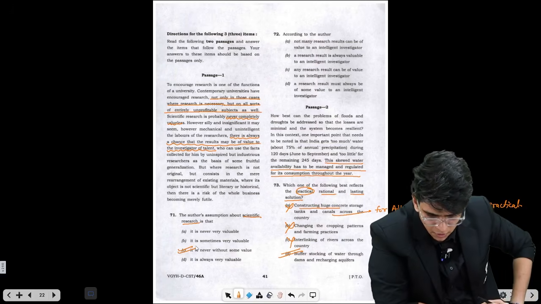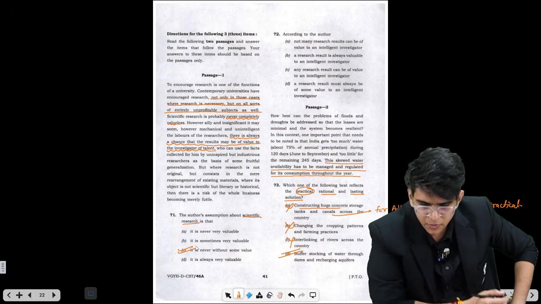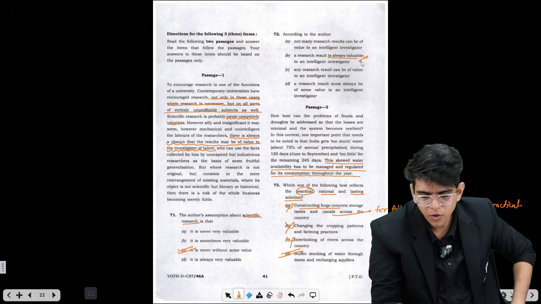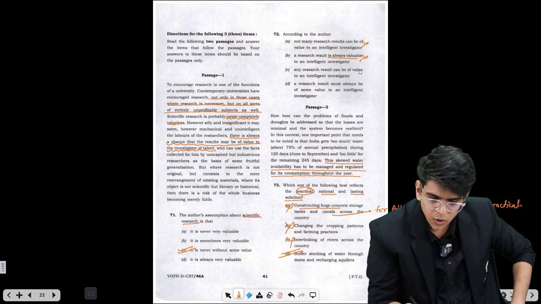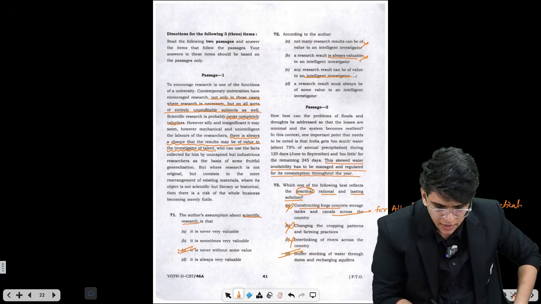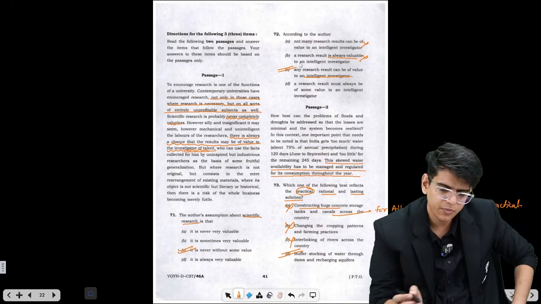You can directly see from the passage. According to the author, not many research results can be of value to an individual. A research result is always valuable. Any research results can be of value to an individual. So basically, will it always be valuable? No. Not many research results are valuable. Basically, all are valuable, this is also wrong. Any research result can be valuable to an intelligent investigator of talent, right? Any research result will be valuable for him. So basically option C. Okay.